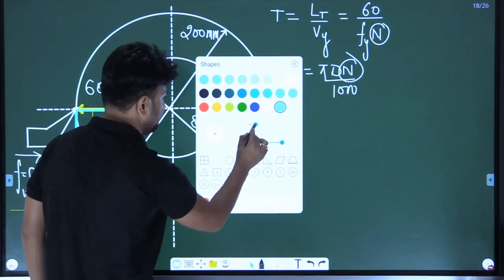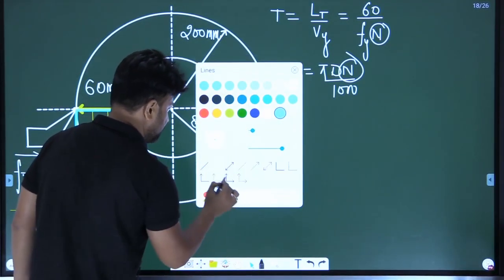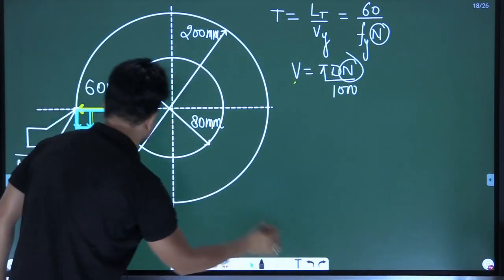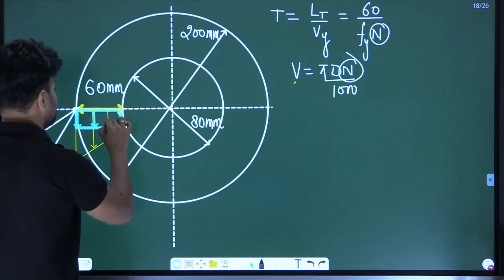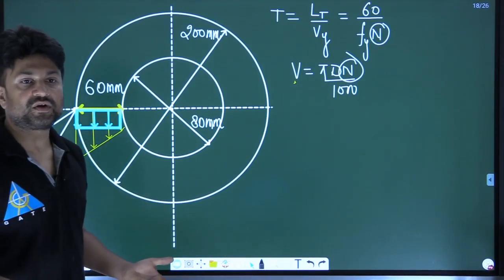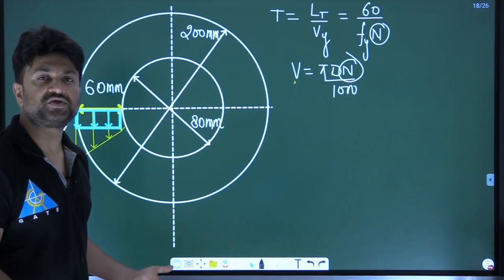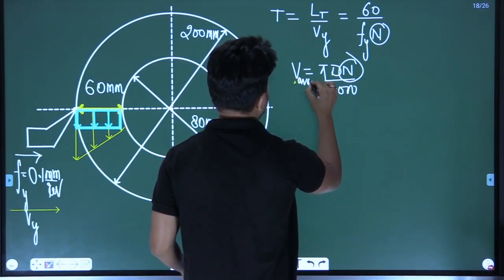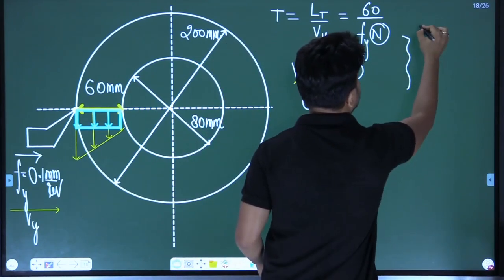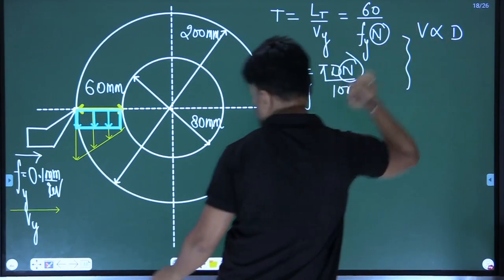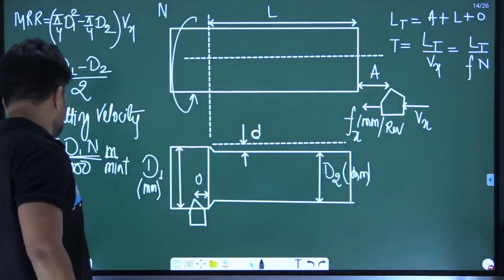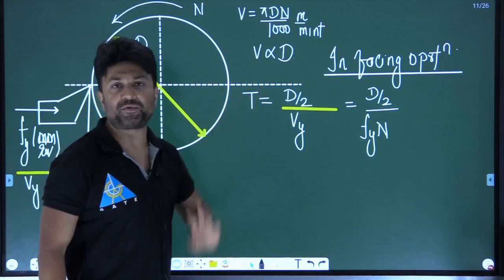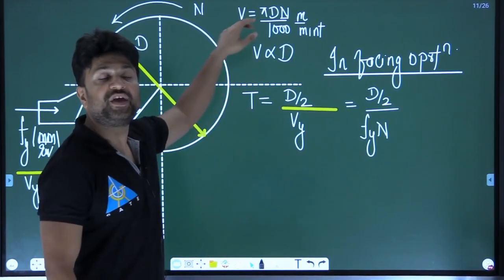He assumed that the velocity from here to here is almost constant, and V average is given. Now, we have seen that V is directly proportional to diameter. I taught you a concept right now: V is directly proportional to diameter, which means here V average is given.